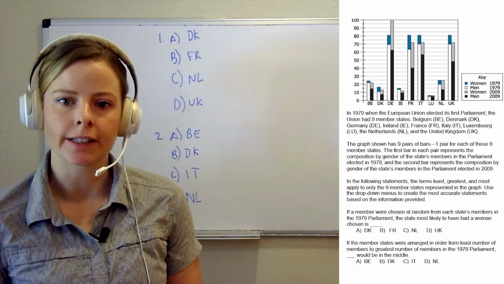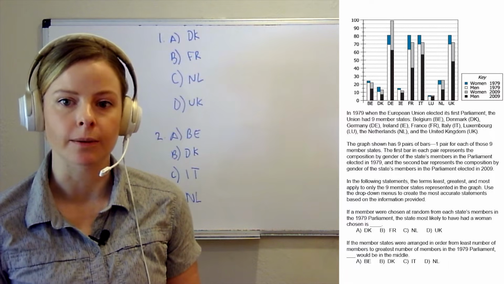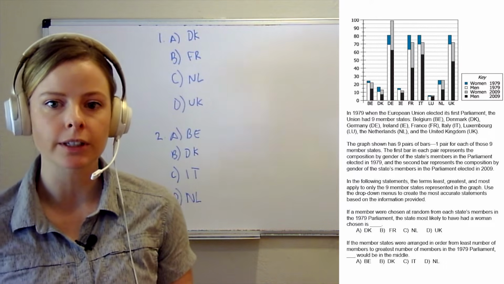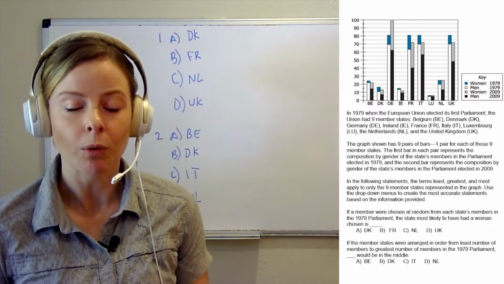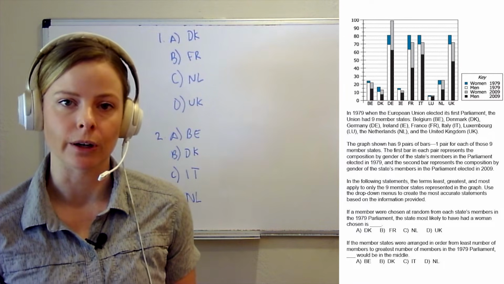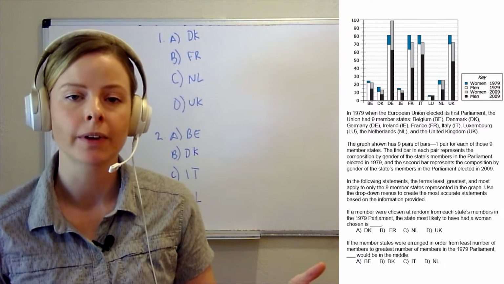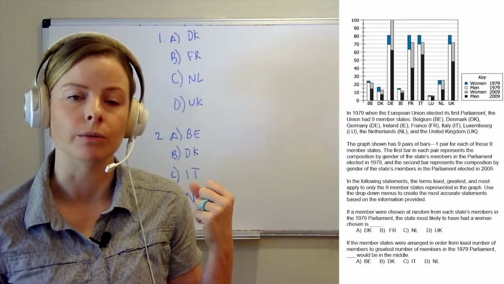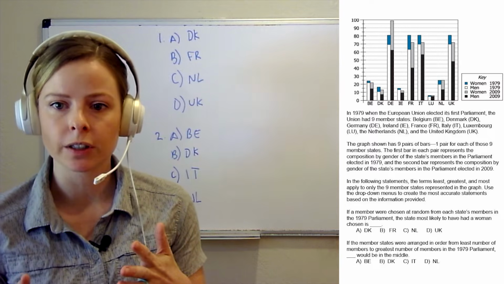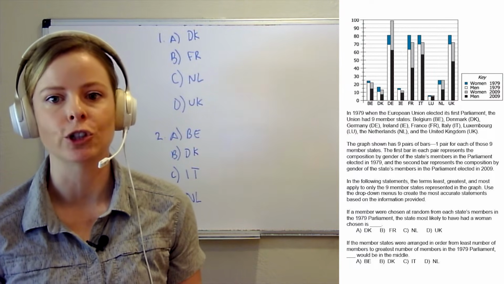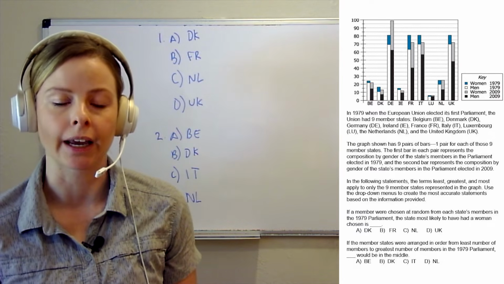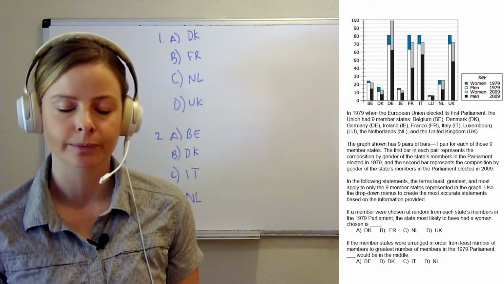So the first question asks, if a member were chosen at random from each state's members in the 1979 Parliament, the state most likely to have had a woman chosen is blank. So that's asking about proportionality, right? If I select from this whole population, where am I most likely to pull a woman out of that pool? And we're specifically talking about 1979, which tells us that we're dealing with the white and blue bars, and we don't really care about the black and gray bars for this particular question.